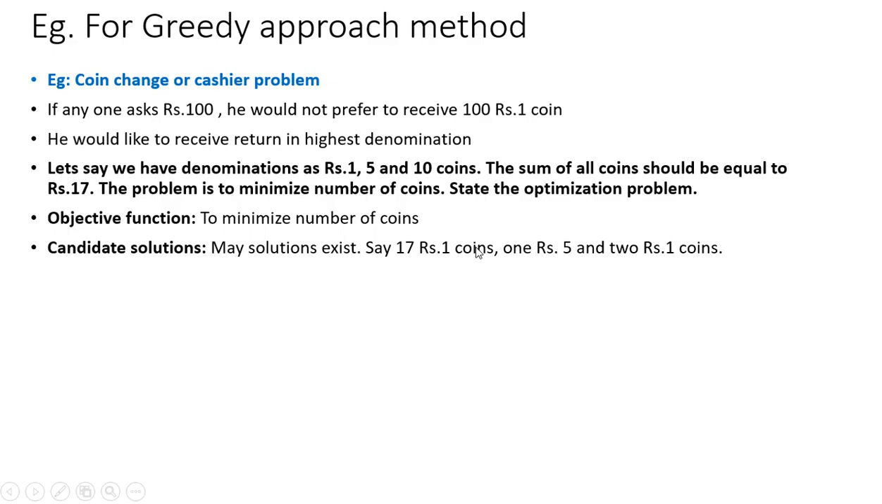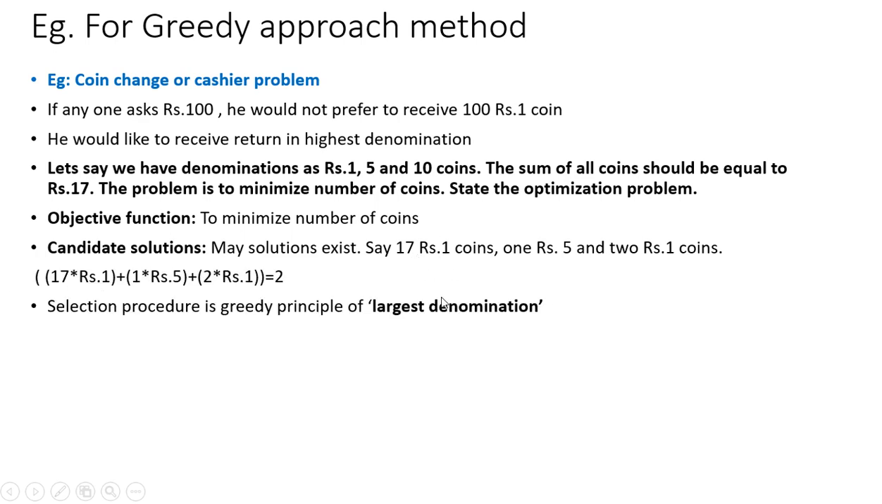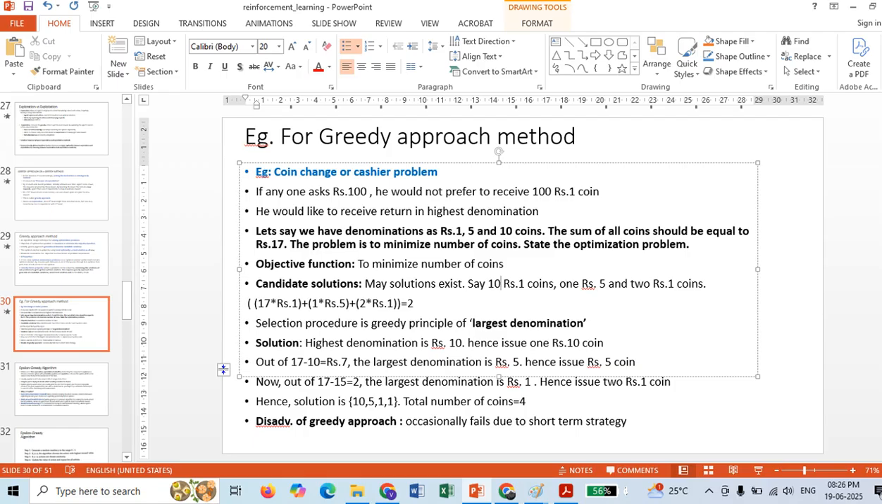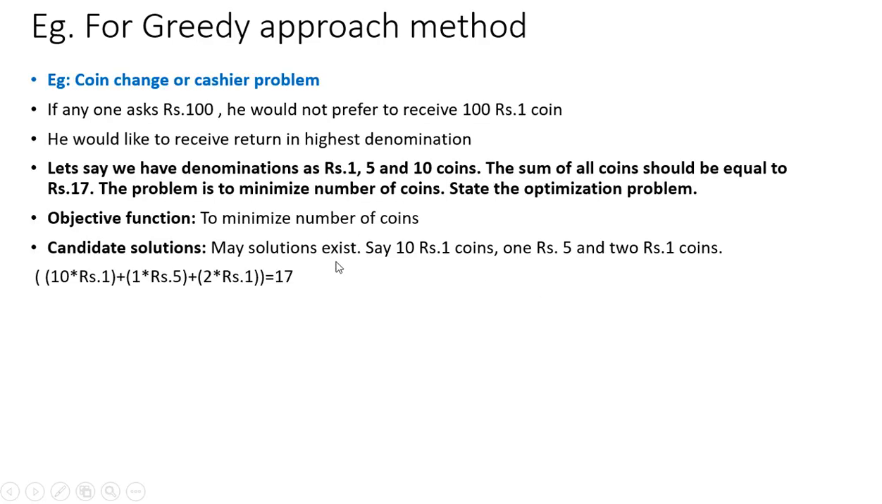Let's say for 17 rupees, what I will do is I will take 10 1 rupee coins, 1 5 rupee coin, and finally I will get ₹17 like this. Okay, so I need change for 17 rupees. So I will take 10 1 rupee coins, 1 5 rupee coin, and 2 1 rupee coins.